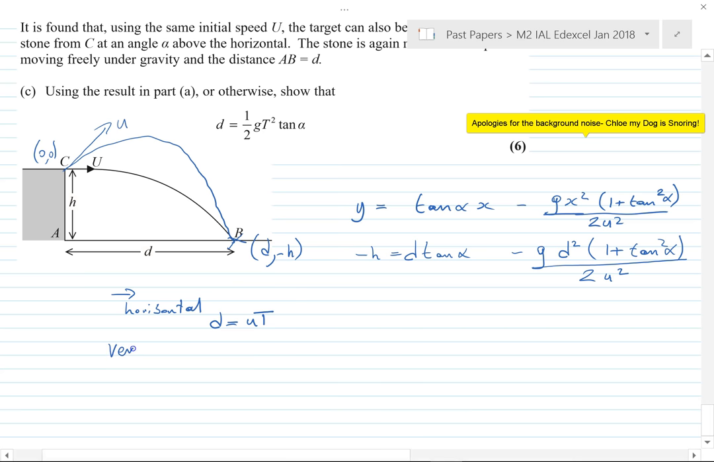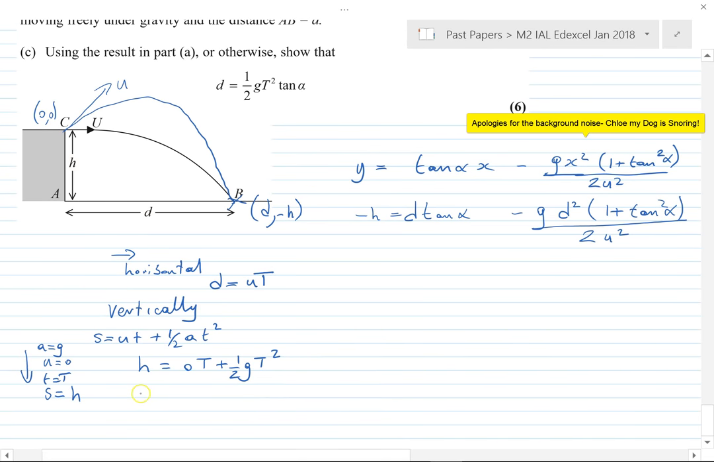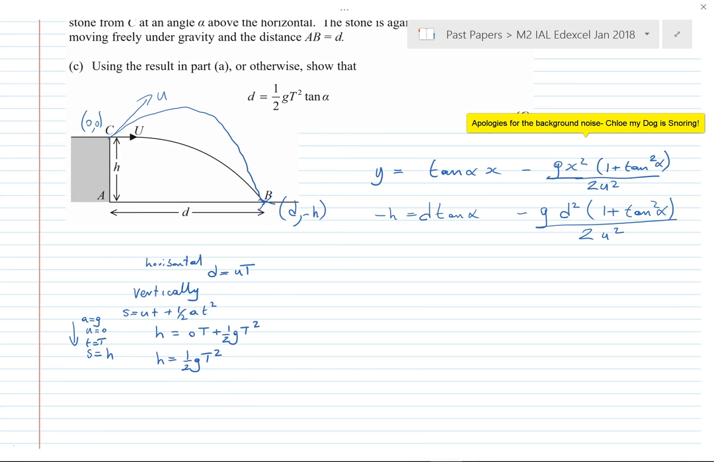So horizontal, vertically, we can apply S equals UT plus half AT squared to get a formula for H, because then again we've got U is naught, because vertically it's naught, and again we're referring to the original situation, not the changed one. The original situation where it's actually being projected off horizontally, so T is equal to big T. So then we've got S is equal to H if we're taking downwards as positive, and A is G. So we have H is equal to naught times T plus a half G big T squared. So we get H is equal to half G big T squared. So now it's just a case of subbing in for what we need here.